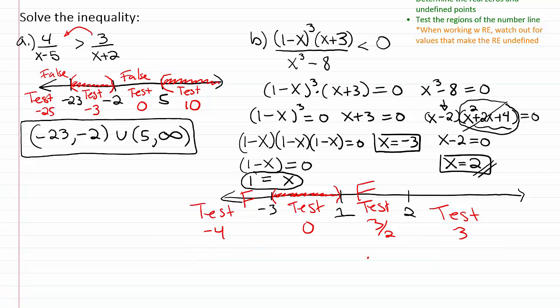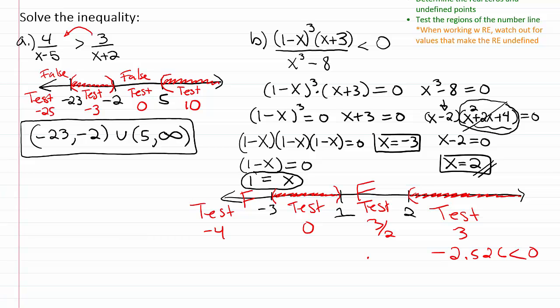And then lastly, let's test 3 in the function. If we test 3 in the function, we get the answer -2.526, etc., which is indeed less than 0. So that makes this part of the number line true, or in other words, this part of the number line contains solutions to the inequality. So we're going to round the bracket at 2, and then we're going to go all the way up to positive infinity.